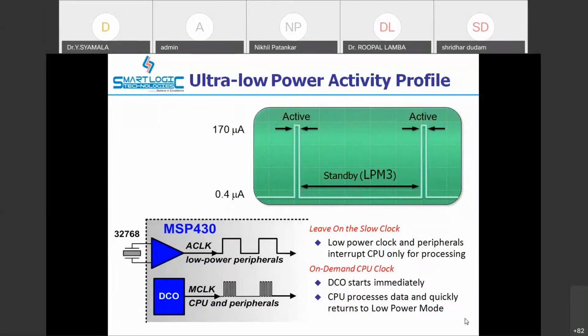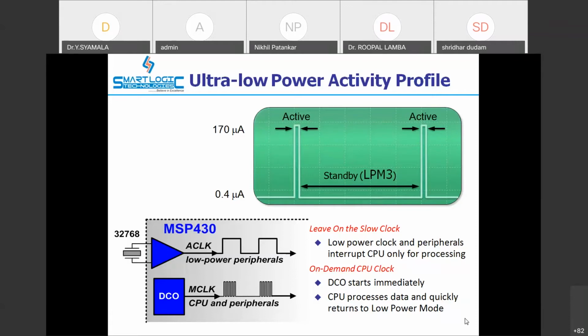In the case of MSP430, I had given a chance for standby, that is LPM3. I already mentioned there are 7 low power modes present in the MSP430, so you can select any of the modes. LPM3 is the third one. If you look at the active mode, when your processor or controller is active and executing instructions, it is consuming 170 microamperes, but when you go into standby, it takes only 0.4 microamperes of current. That's what matters here.